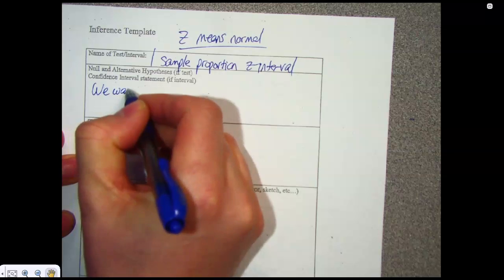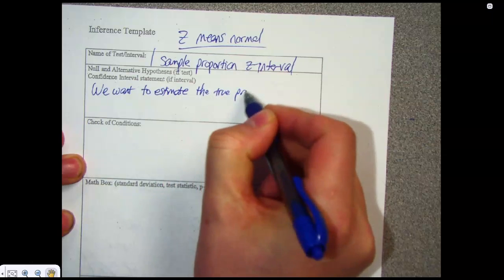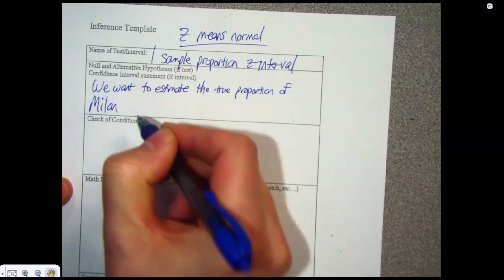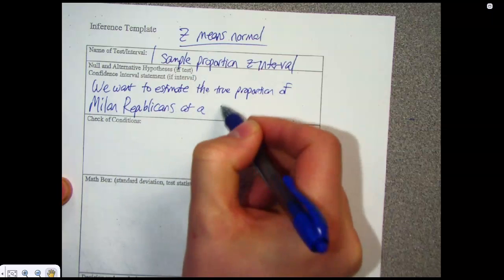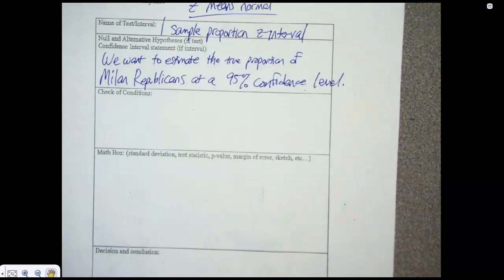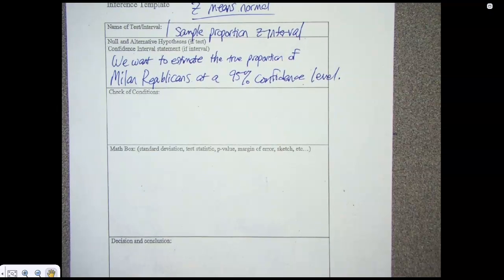So our first sentence is going to be very similar. We're going to say, we want to estimate the true proportion of Milan Republicans, let's say, at a 95% confidence level. So I want to be 95% sure that the true answer is somewhere in between these two numbers that I'm going to put up. That's like your opening statement, your thesis statement. That's just the start of your essay.